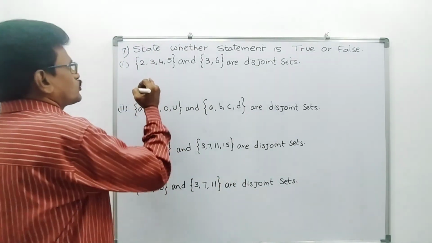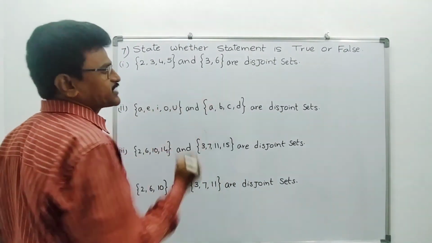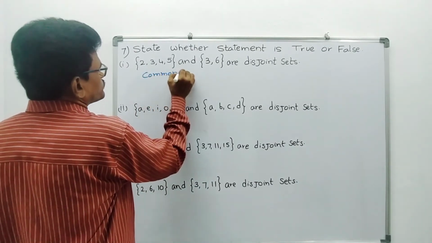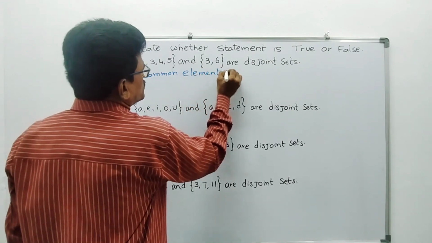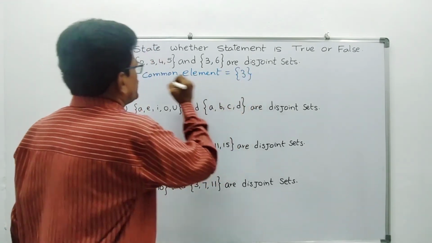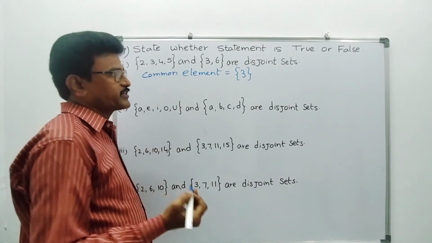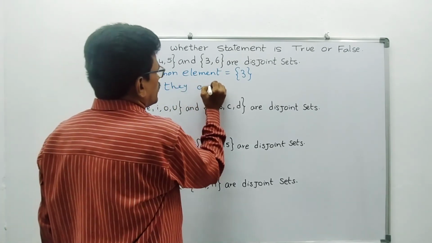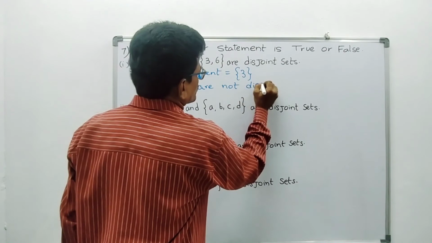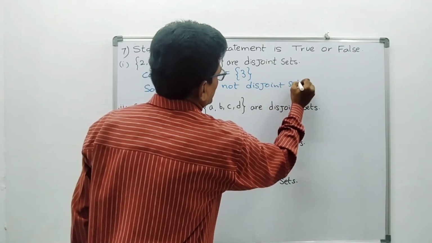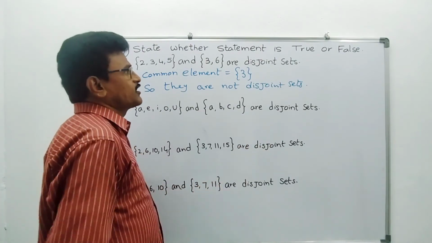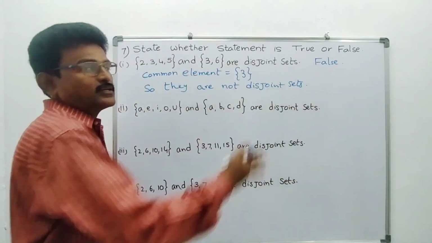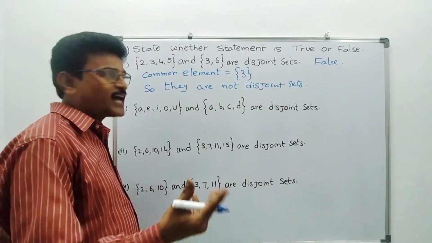Okay, we will check here. Two sets, 2, 3, 4, 5 elements. Here 3, 6 elements. Here a common element is there. What is the common element here? Common element is 3. If there is no common element, then they are disjoint sets. Common element is 3, so they are not disjoint sets. These are overlapping sets, joint sets, not disjoint. So the statement is false. He has given disjoint sets. That statement is false because there is a common element.